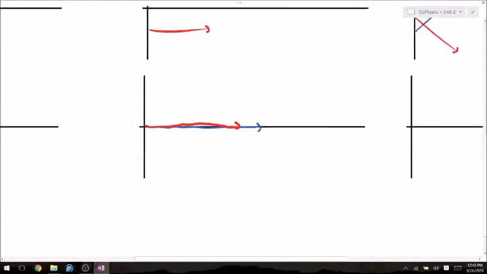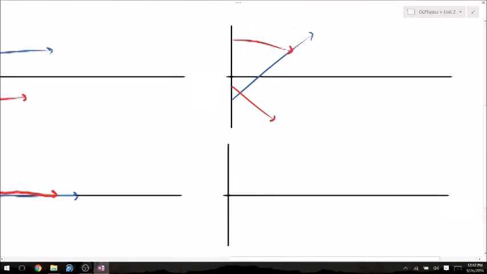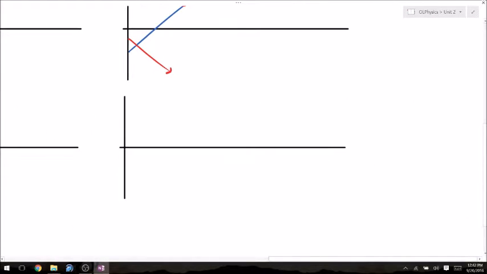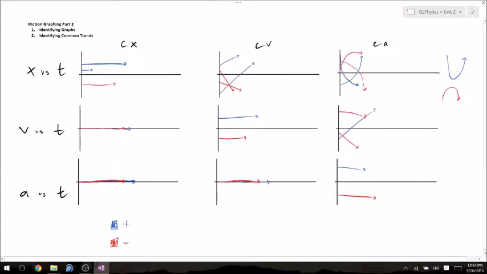Last but not least, if we go at our diagonal and see the trend that we have going here, our negative constant acceleration just has to be underneath our x-axis, our time axis, and our positive constant acceleration on an acceleration versus time graph is going to look like that. So the goal here really is just to be able to identify these graphs.